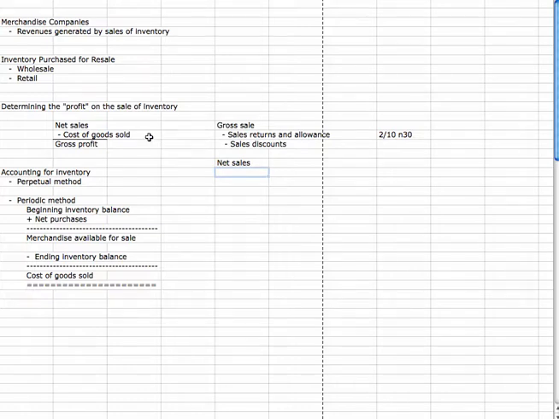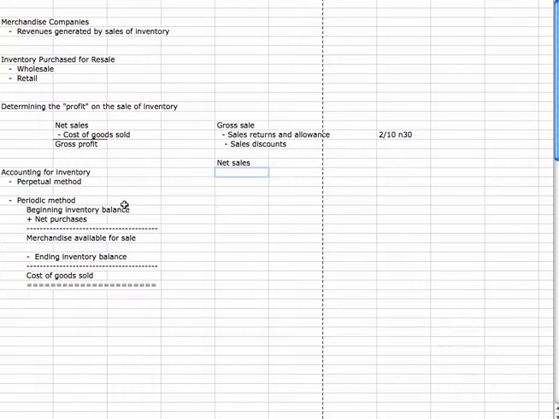Now, when we calculate cost of goods sold, what we're looking for are the costs or the corresponding expenses to these sales. Those corresponding expenses are the inventory that we purchased. So what we have to do is determine which inventory that we've sold and at what cost. Now, there's two methods of keeping track of our inventory. One is called the perpetual method, and the other is called the periodic method.